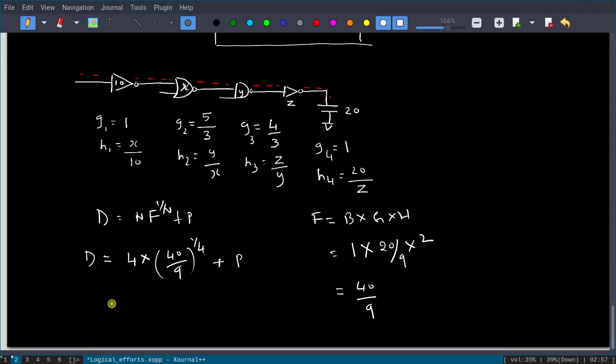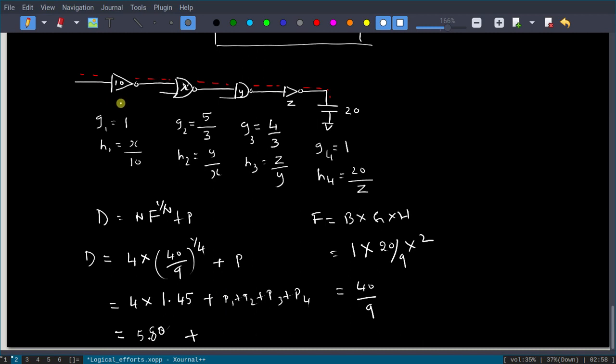So now if you calculate 40 by 9 to the power of 1 by 4, it comes to be 1.45, plus P. P means parasitic delay of each. So we know the parasitic delay of the path is P1 plus P2 plus P3 plus P4. First multiply 4 into 1.45, that is 5.80. So 5.80 plus P1, P2, P3 and P4, which we have to calculate.